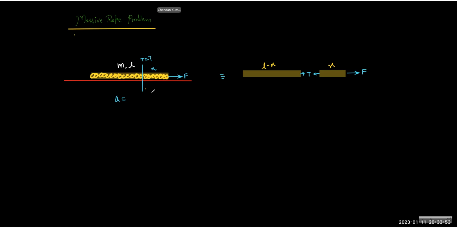So what will be the acceleration, by the way, for the entire rope? For the entire rope, what is the net force? Rugved will tell. What is the net force for the entire rope, Rugved? The force applied. So F. So what will be the acceleration? F by M. So what will be the laws of motion for this part? Tell me, Rugved.